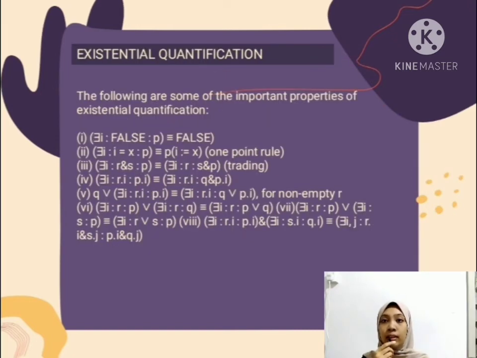Besides, we have existential quantification. Existential quantification is a logical constant which is interpreted as there is at least one, or for some. It has a logical operator symbol which, when used together with a predicate variable, is called an existential quantifier. There are some important properties that we can refer to when solving a related problem.